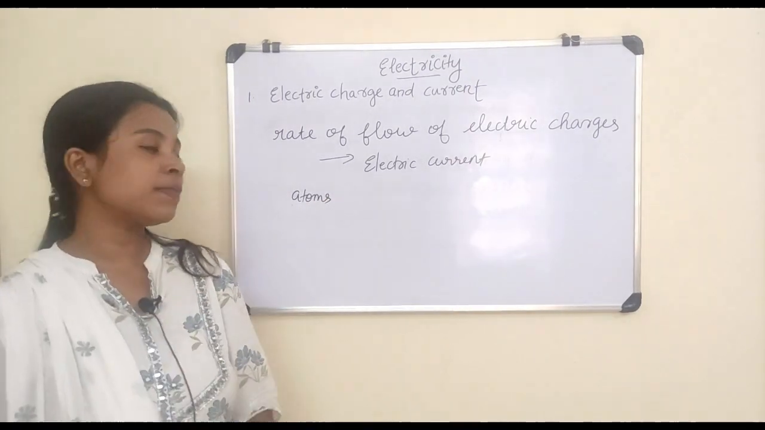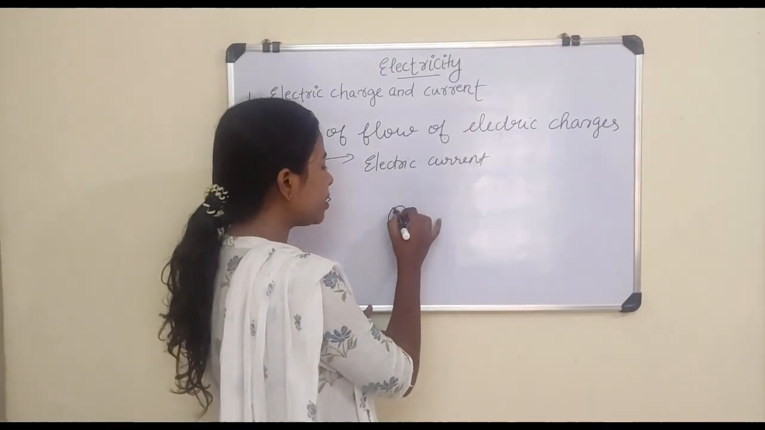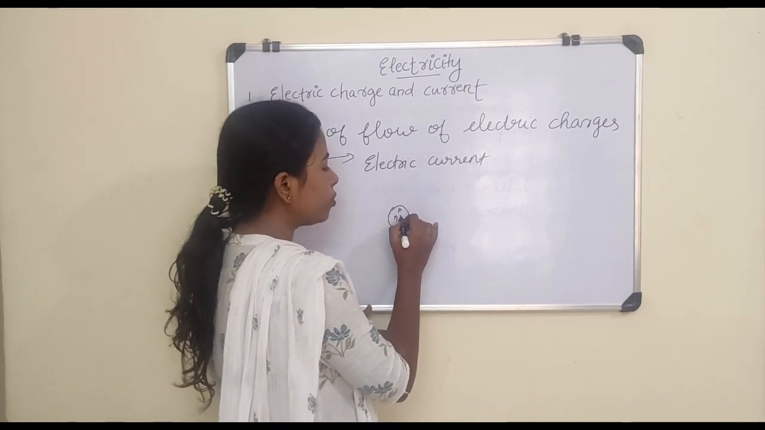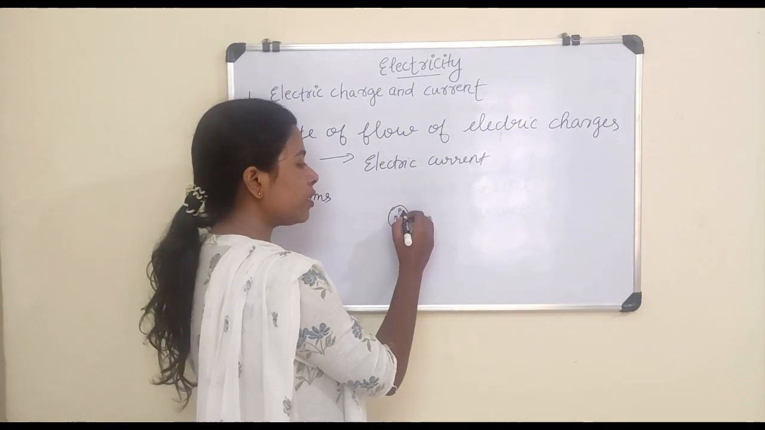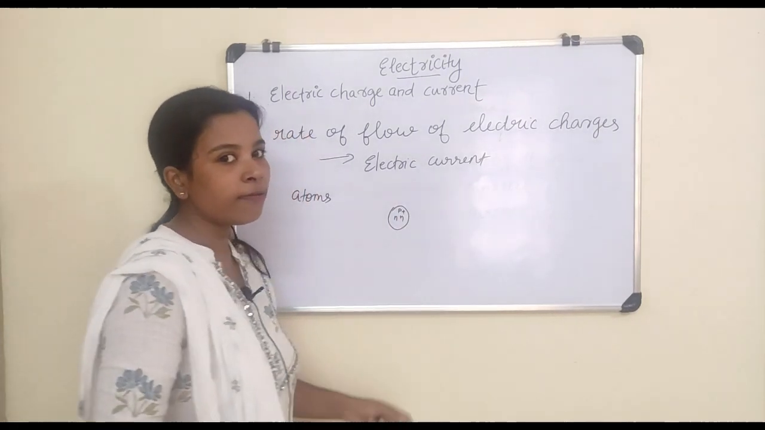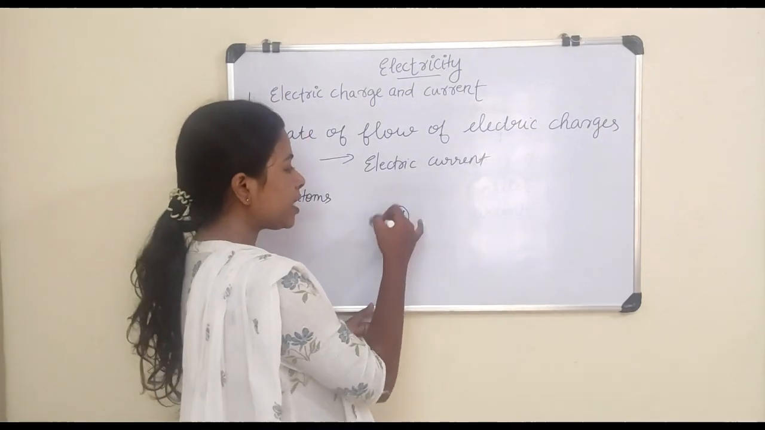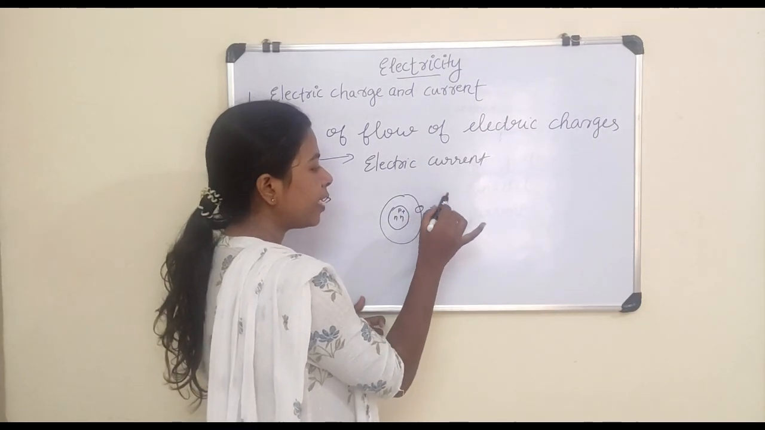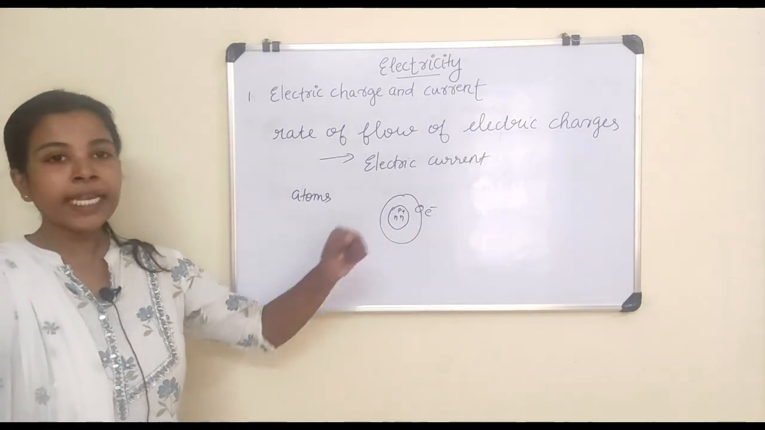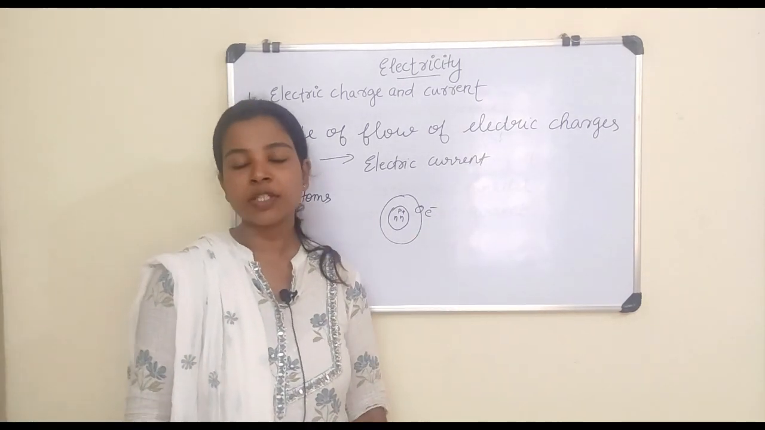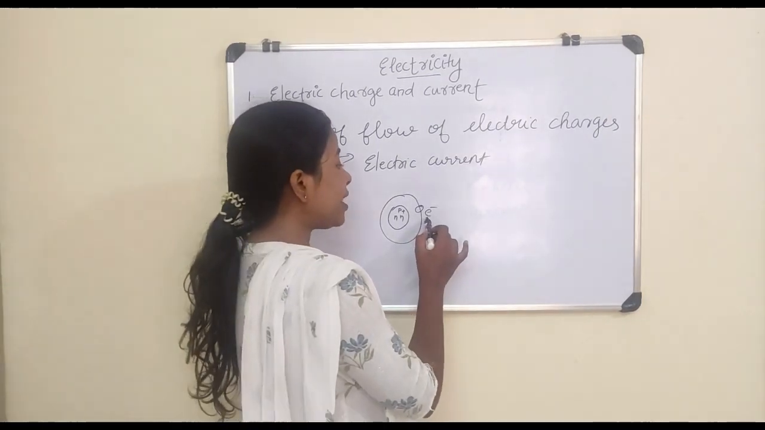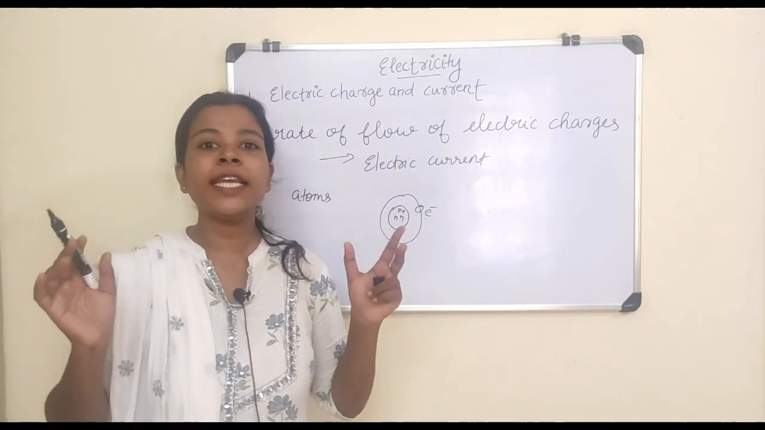Okay, so what does the atom consist of? It has a nucleus. The nucleus consists of what? Protons and neutrons. Protons are of positive charges and neutrons are of nil charge. Surrounding this nucleus we have what? We have electrons, and these electrons are what? Negatively charged. So can you tell me what is the tendency of the flow of the electrons?